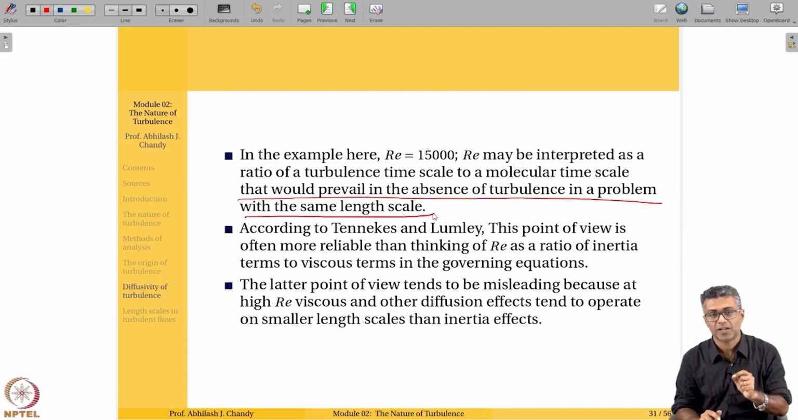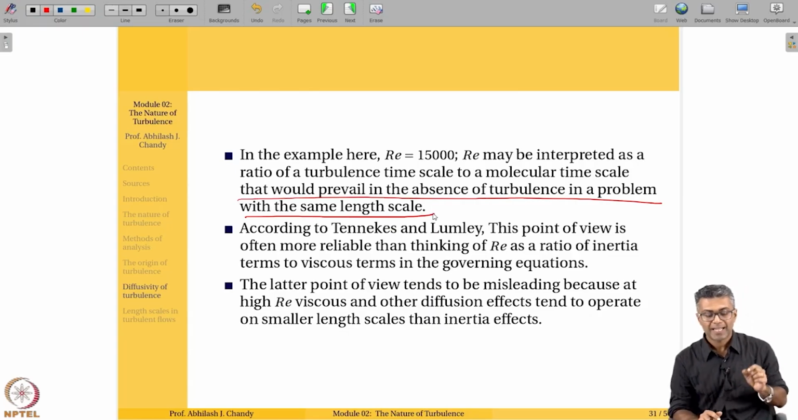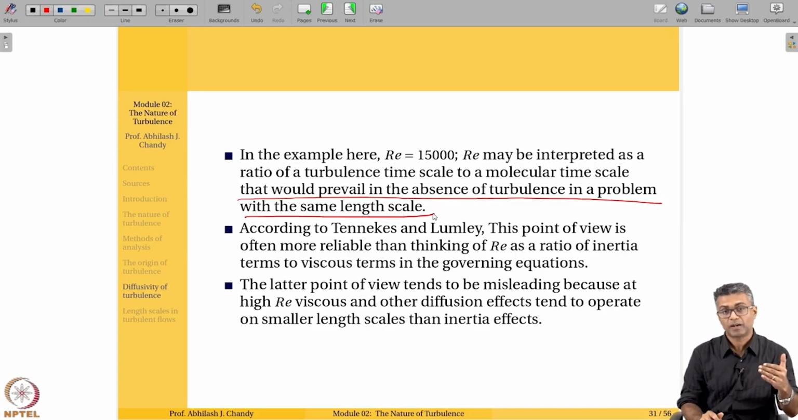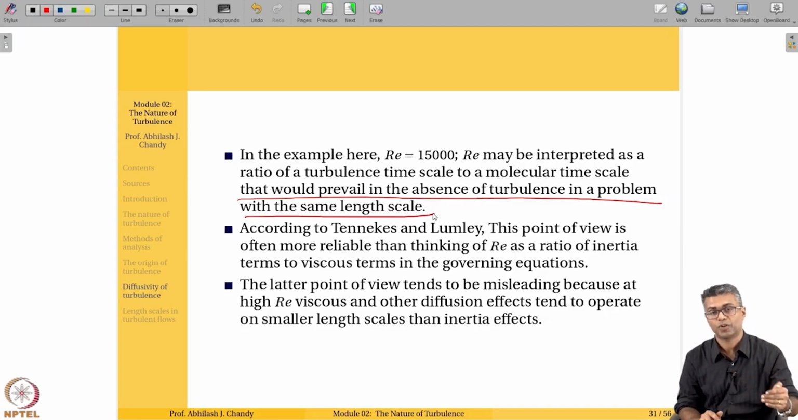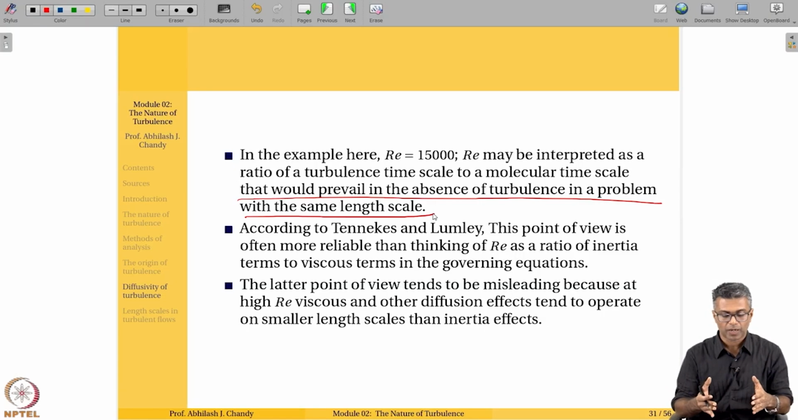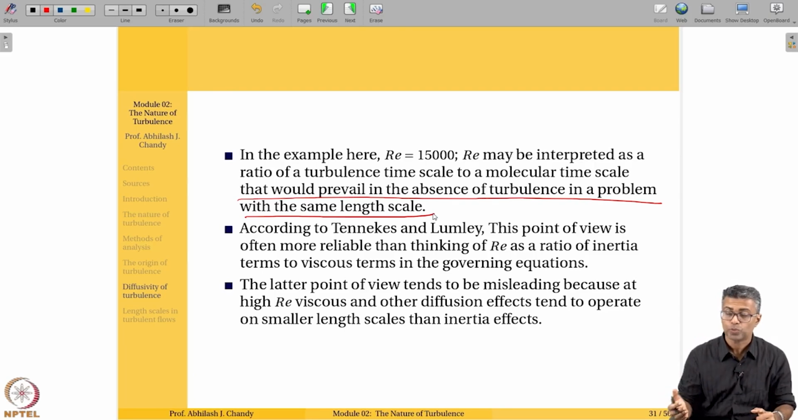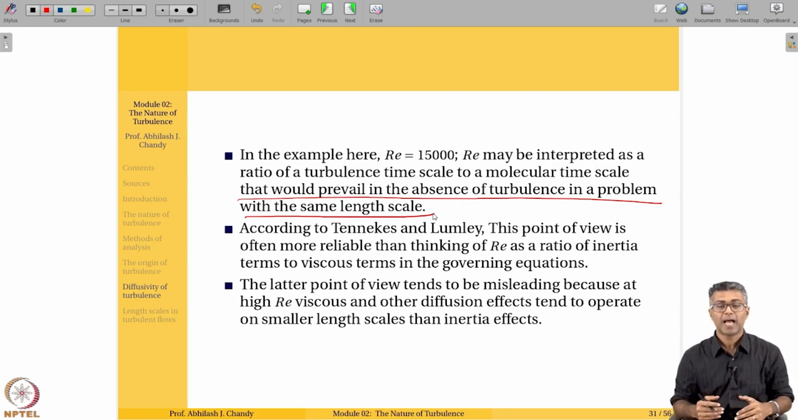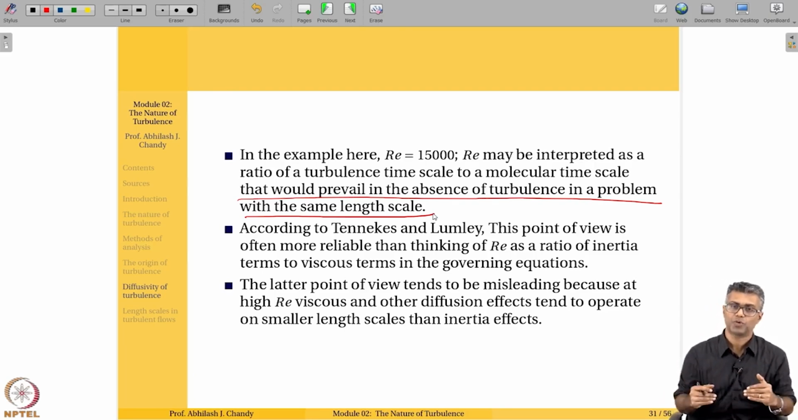And this is Tennekes and Lumley's interpretation of the Reynolds number. It's a very interesting observation. According to them, this point of view is more reliable than thinking of the Reynolds number as a ratio of inertia over viscous. So always when we bring in the Reynolds number, we say it is rho ul over mu, or ul over nu as in kinematic viscosity, and then we say it is the ratio of inertia over viscous forces.